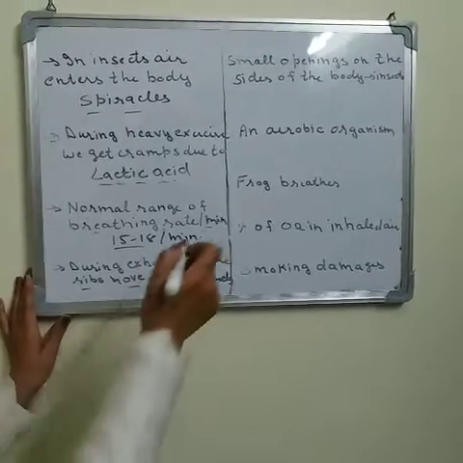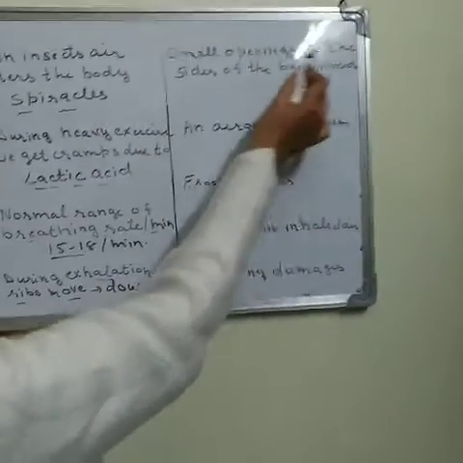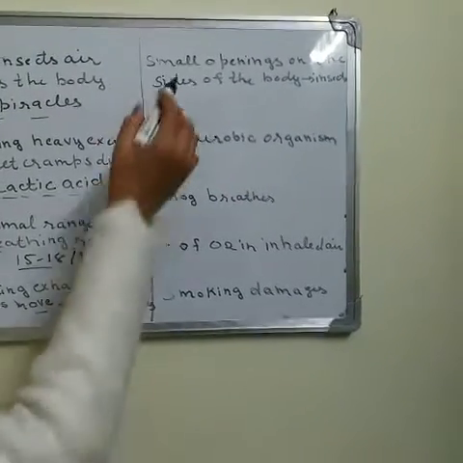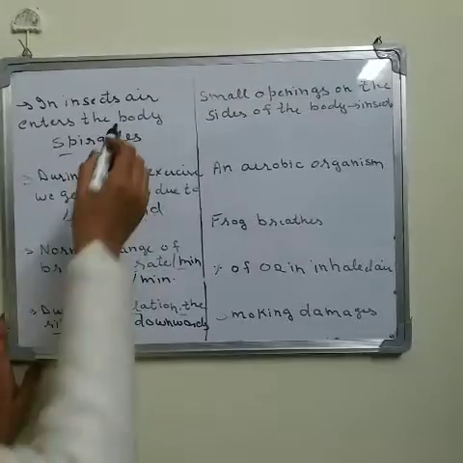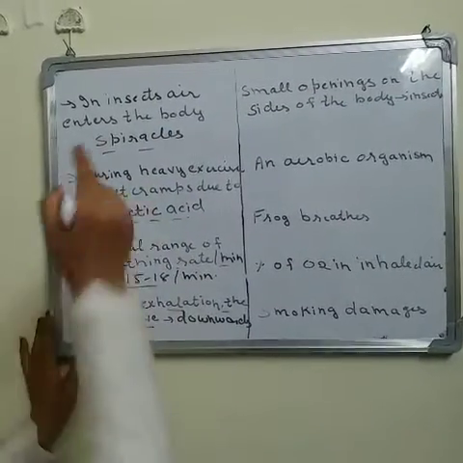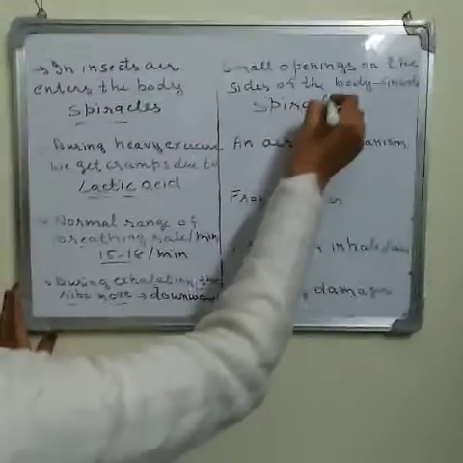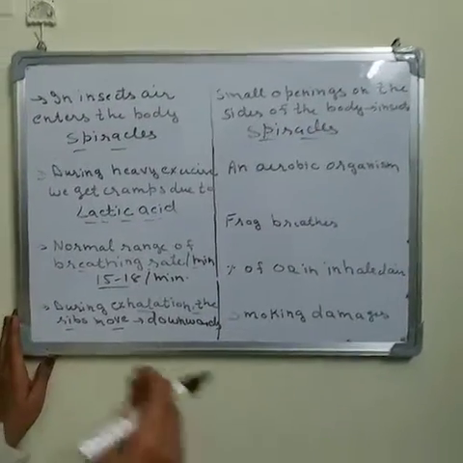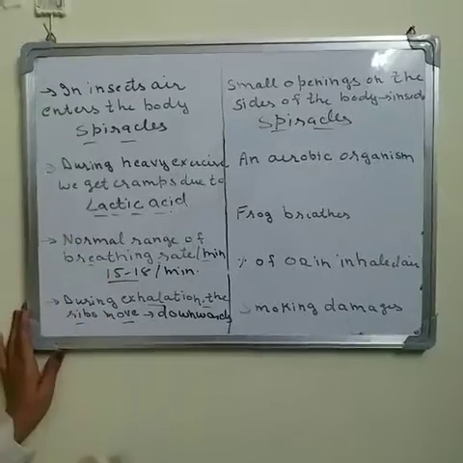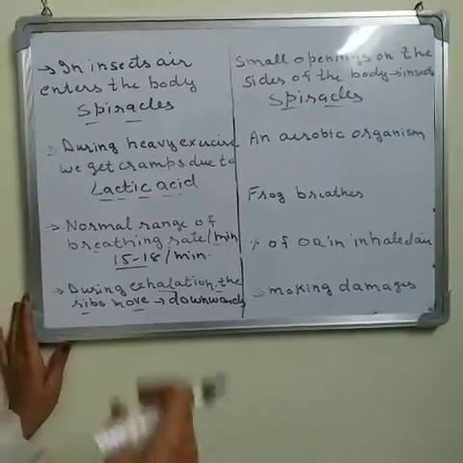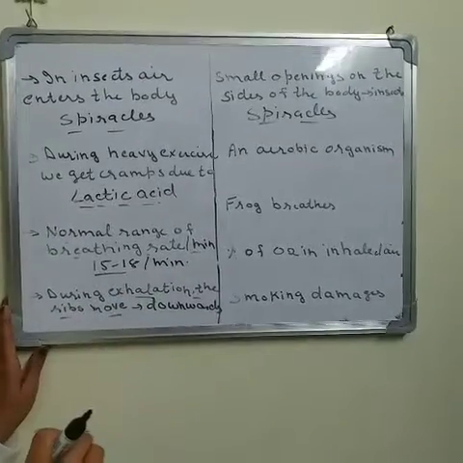Now the next one for you. Small openings on the sides of the body of insects. Can you name the small openings through which the air enters their body? Yes, you are right. Again, these are the spiracles. Spiracles are the small openings through which the air enters their body, and after that, with the help of the tracheal system, it goes inside their body.